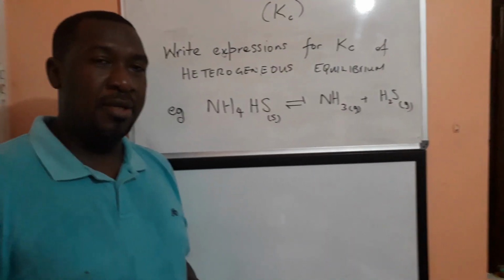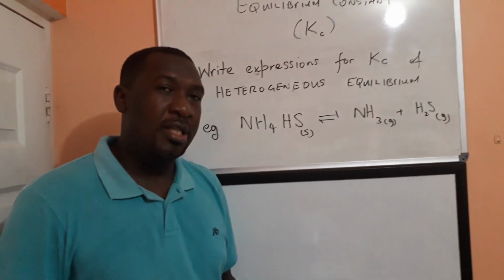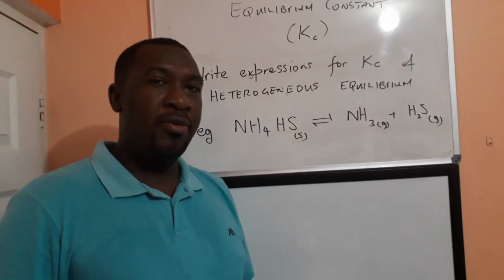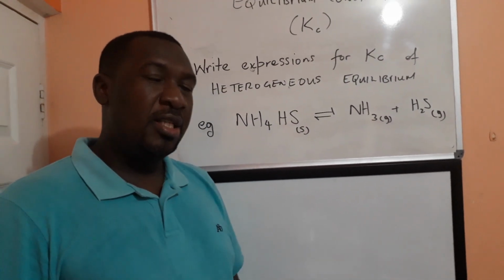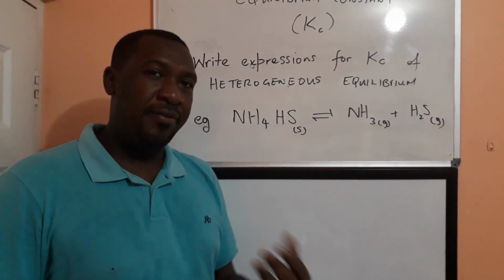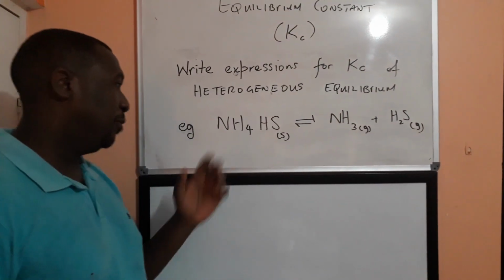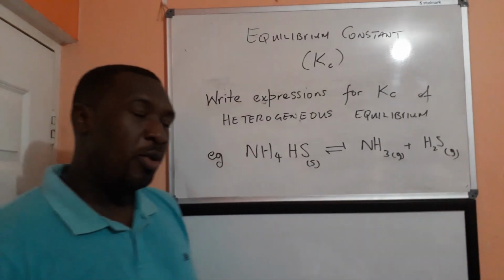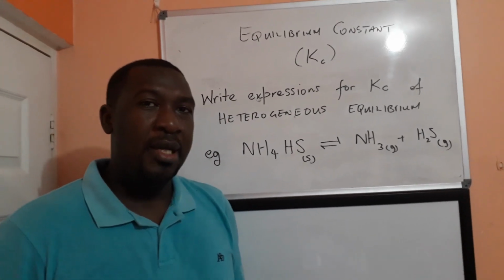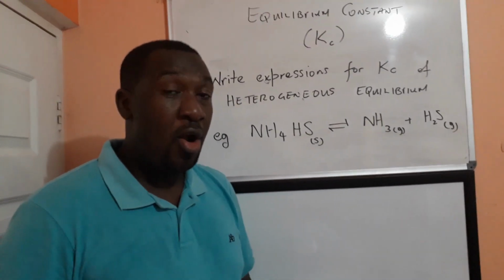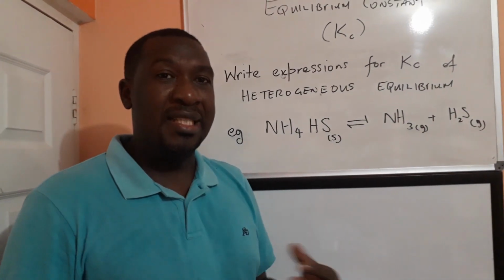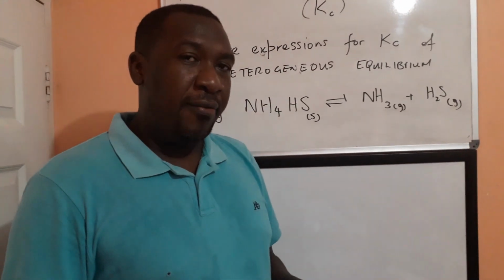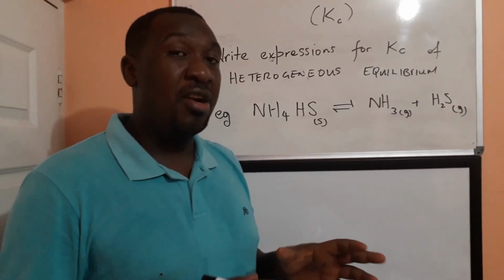Consider a heterogeneous system. So far, we looked at two systems that contain only gases, so that was a homogeneous system. All the reactants and products were in one phase. Now let's consider a system where you have reactants and products in different phases. For example, this reaction, in which two gases are formed from a solid. In such a system, we must remember that the concentration of a pure solid or a pure liquid remains the same. It does not change during the reaction.